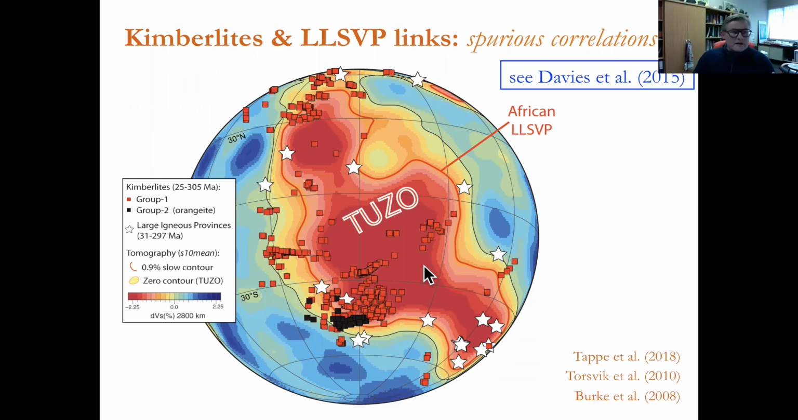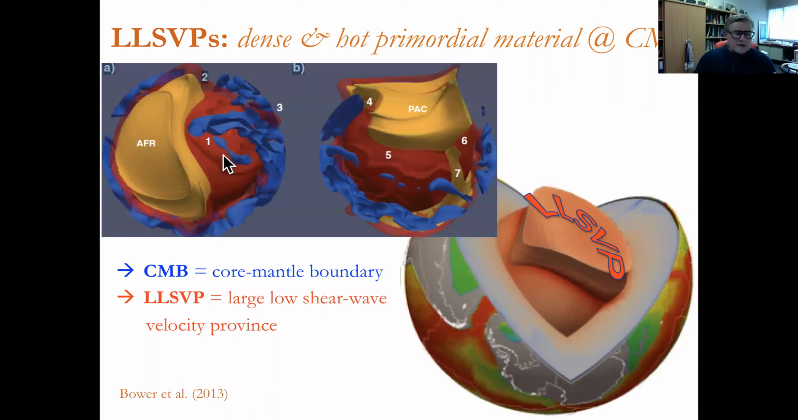Just in case somebody's not familiar with what these LLSVPs are, I've taken some images from the literature. They are typically interpreted as dense, hot primordial material at the core mantle boundary. In those images, we look at the surface of the core, which is the red material here, and the African LLSVP in this case wraps around it like that. You see it's quite significant in size, and that would be the antipodal one beneath the Pacific. In blue, those are just subducting slabs that go down all the way to the core mantle boundary, and ordinary ambient mantle is completely removed from this image. So just to set the scene: core mantle boundary, CMB, just in case you wonder, and then the LLSVPs, the large low shear wave velocity provinces.